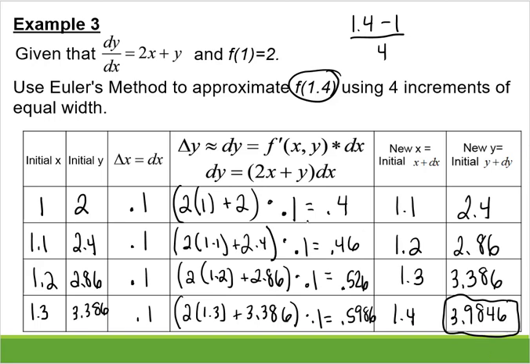Okay, so all I'm really doing here is I'm doing little tangent lines. I'm starting at this point. I'm doing little tangent lines until I get to 1.4.